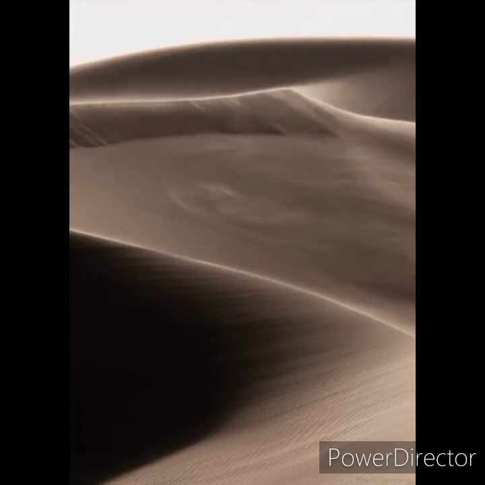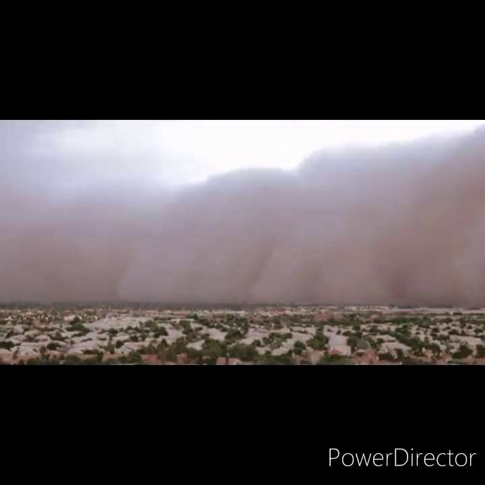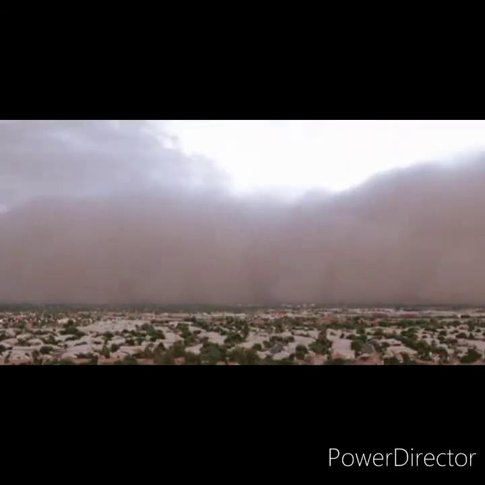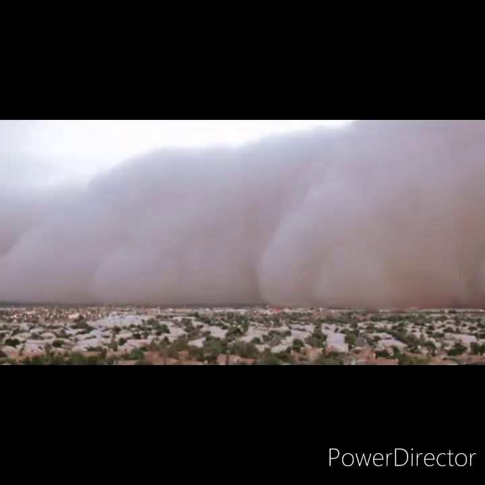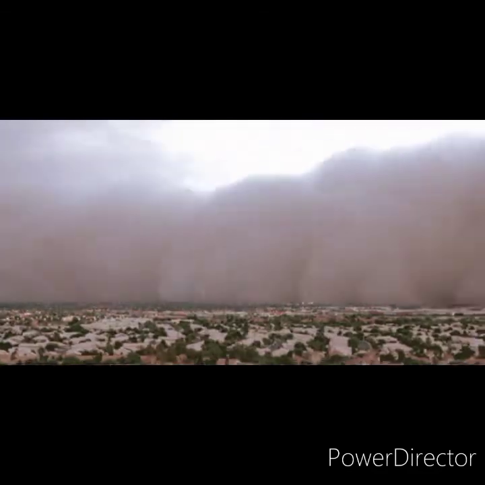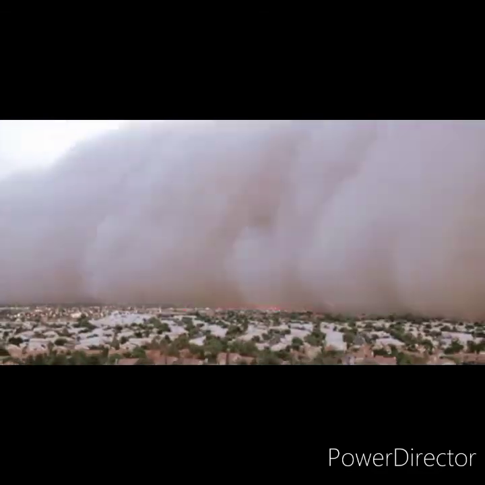Storms, which are called dust storms, are a common feature in Rajasthan. Since it is a desert area with sand in it, the dust storm is quite famous in Rajasthan.